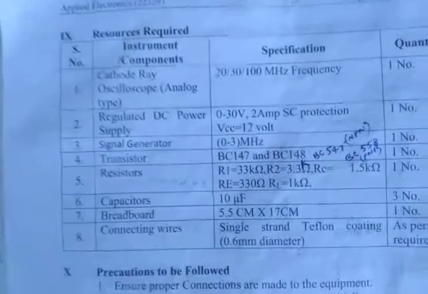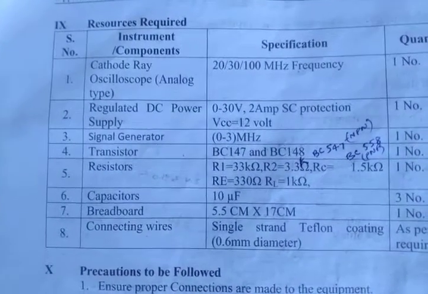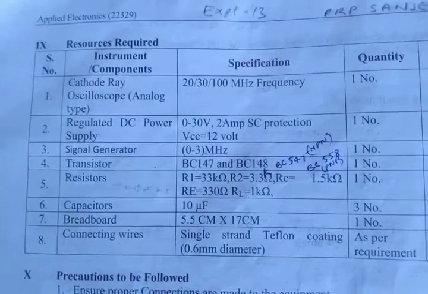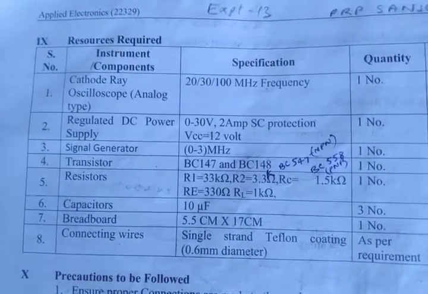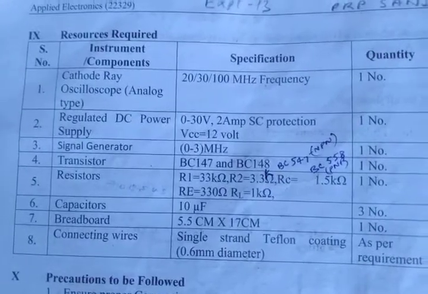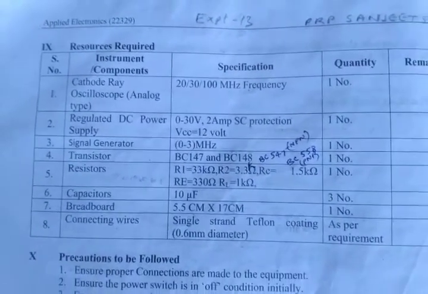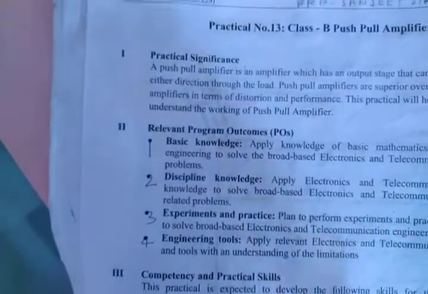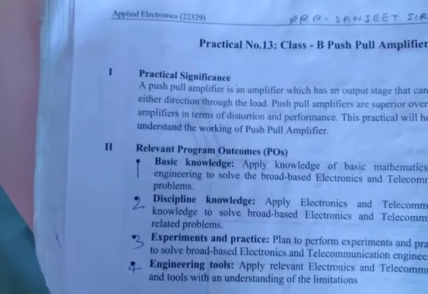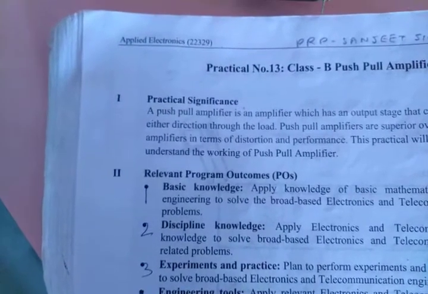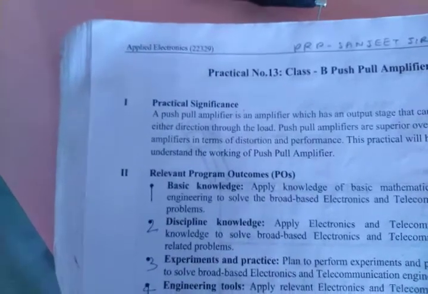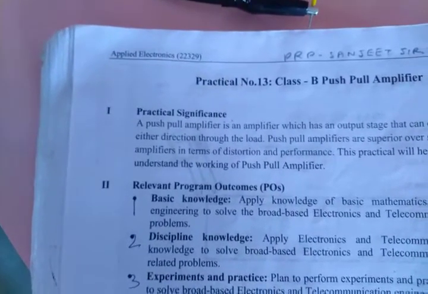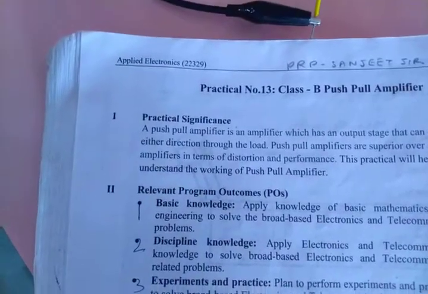This is the table in which we have made use of transistor BC547 as NPN transistor and the other BC558 as PNP transistor. Now, a push-pull amplifier is an amplifier which has an output stage that can drive a current in either direction through the load. Push-pull amplifiers are superior over single-ended amplifiers in terms of distortion and performance.